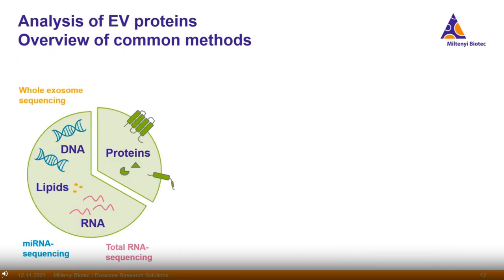Thank you, Ariadna. So after isolating highly pure EVs, you can of course perform whole exosome sequencing or microRNA sequencing to investigate the nucleic acid cargo of your EV sample. But in this section of the webinar, I would like to draw your attention to the protein cargo. And specifically, I'm going to present to you how to use flow cytometry to screen multiple surface markers on your EV sample. But before jumping into the topic, let's first have a look at the common methods used to analyze EV proteins.